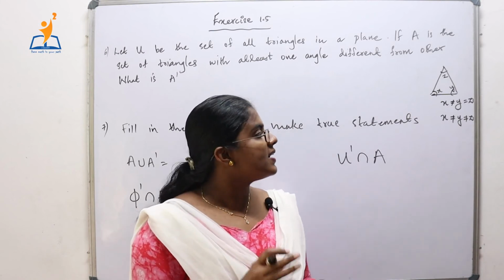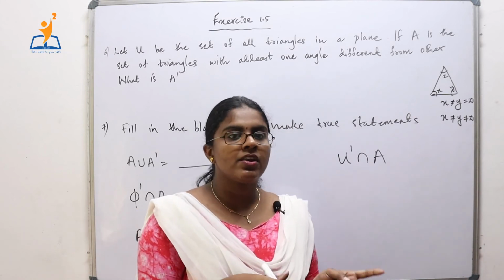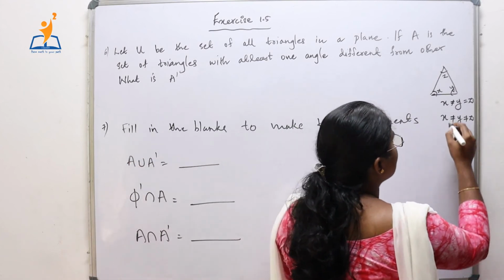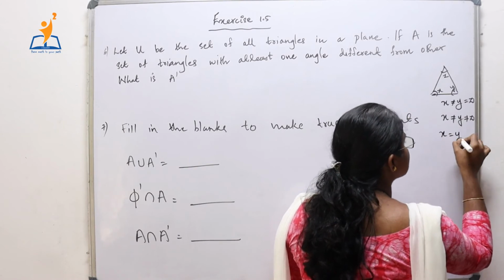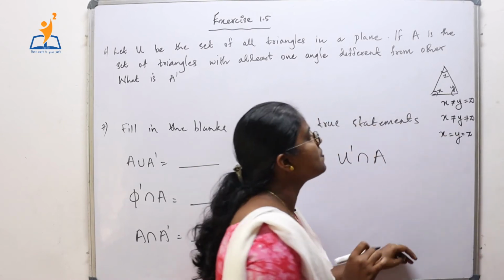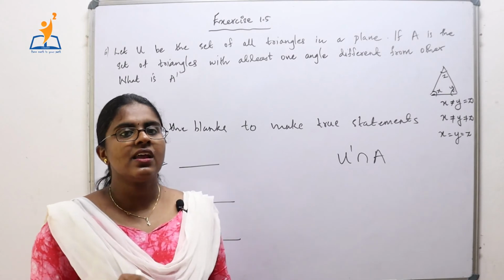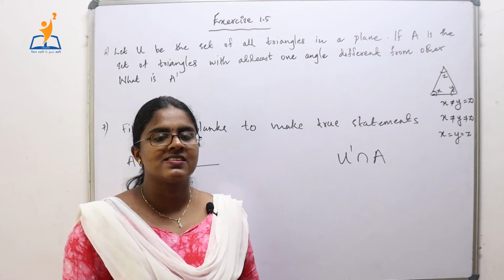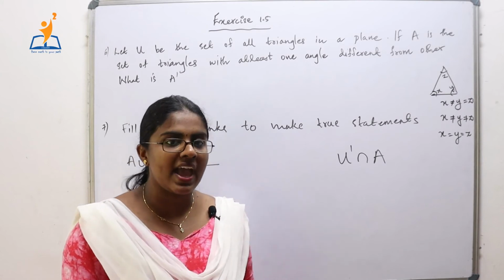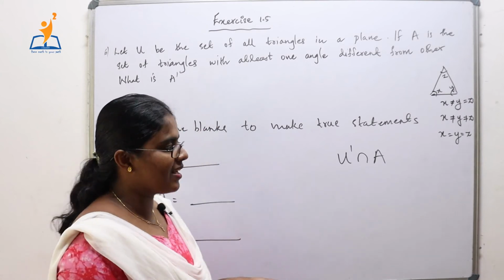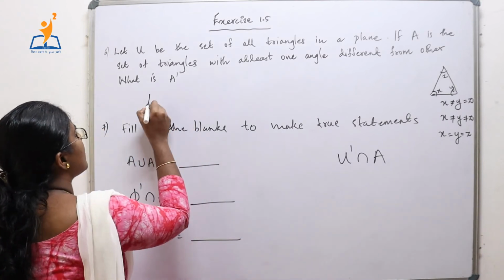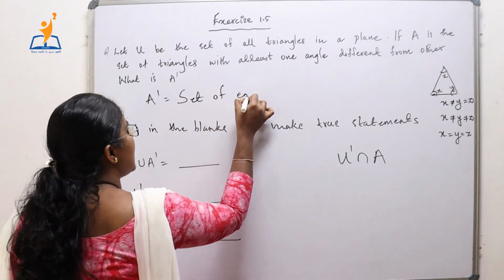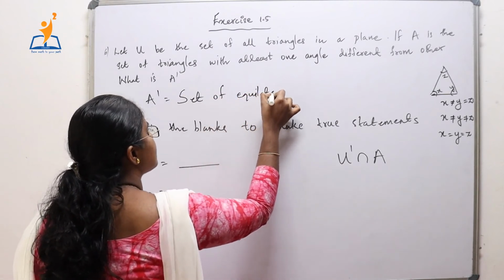So what is the complement of this particular set? Consider the set of equilateral triangles. In equilateral triangle we have x is equal to y is equal to z. All the angles are equal. So the complement of the given set A is the set of equilateral triangles where we have all the angles equal. So the complement of the set A is the set of equilateral triangles.